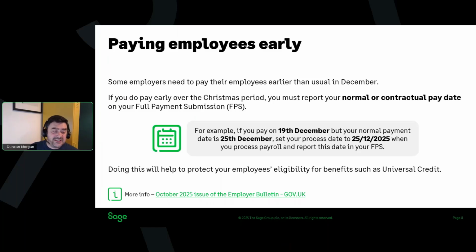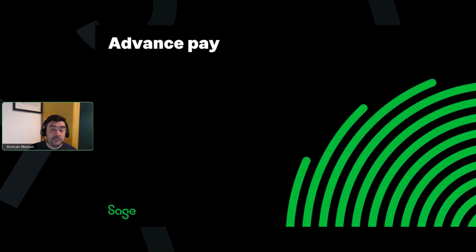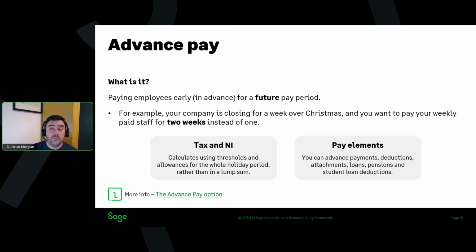Now, from paying employees early, I'd like to talk about something similar, but it's not the same. And it's important to understand the difference between these, and that is advancing pay to your employees. Now, advance pay is where you're paying your employees early, but for a future pay period. So it's not just bringing your pay date forward, it's when you're paying them for maybe 2 weeks instead of 1, or 3 weeks instead of 1, perhaps because the business is closed and you want to just give them a lump sum of that number of weeks' wages to cover the period that they will be away.